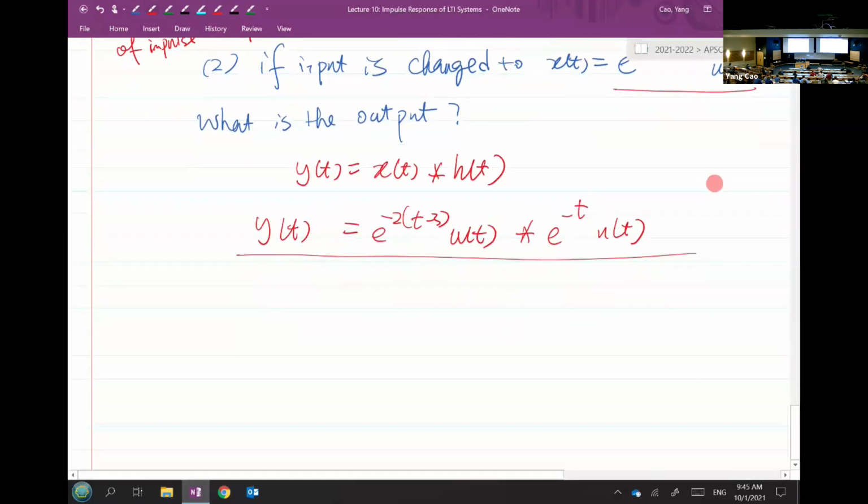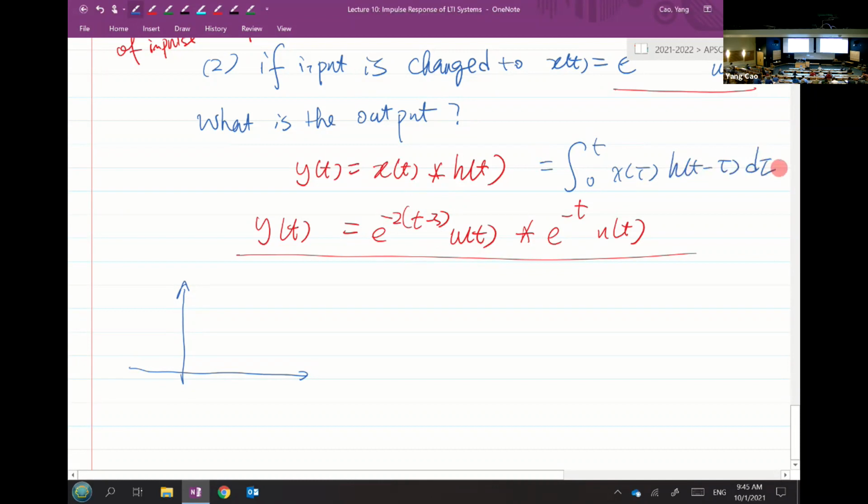So let's quickly go through these steps here. How can I solve this question using a graphical approach? I'm not going to write too many steps, but here's x of t. Because both of them are causal signals, when you multiply u of t with any function, it is causal. So this is equal to the integral from 0 to t of x of tau, h of t minus tau d tau.